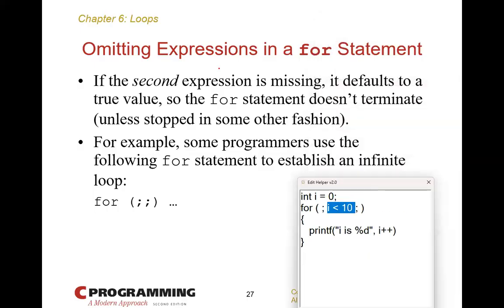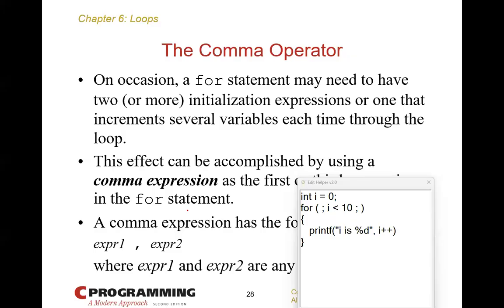All right. The second expression, if the second expression is missing, it defaults to a true value. So the for statement doesn't terminate unless stopped in some other way. So here is an example. If you want a for loop to always keep executing, you can have the parentheses empty, just denoted as the parentheses of a for loop with the normal number of semicolons.